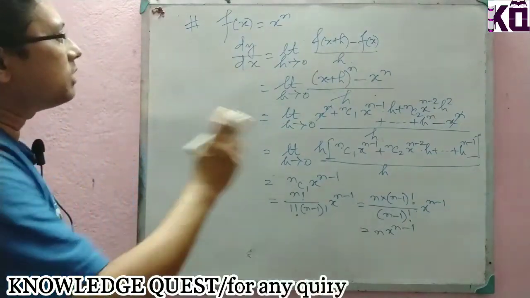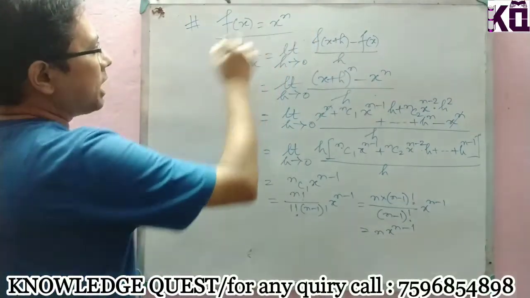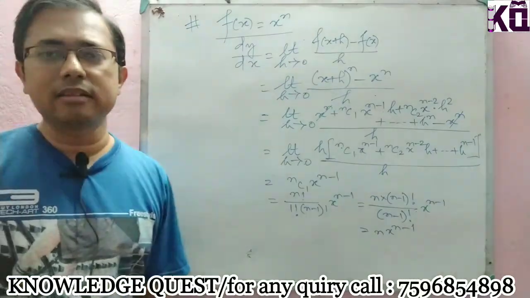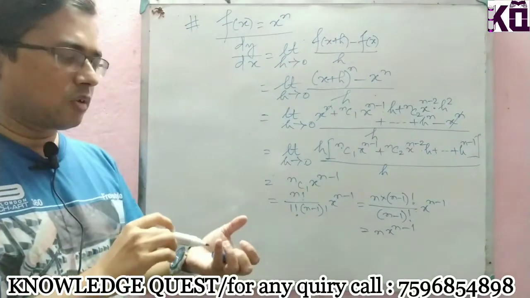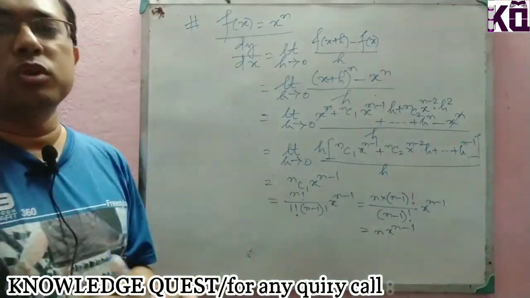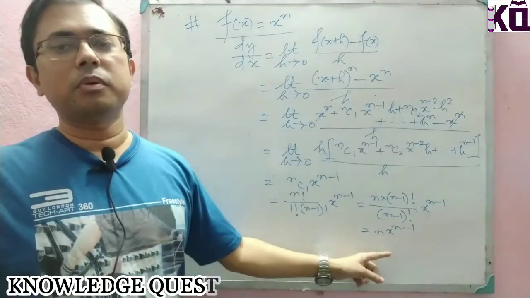That means if y is equal to x to the power n, then the final value of the differentiation of that x to the power n must be equal to n into x to the power n minus 1.